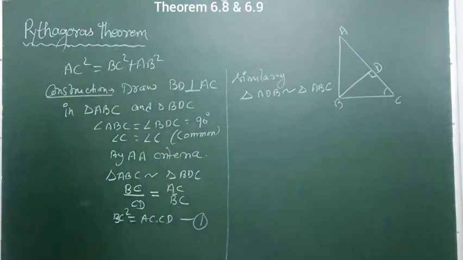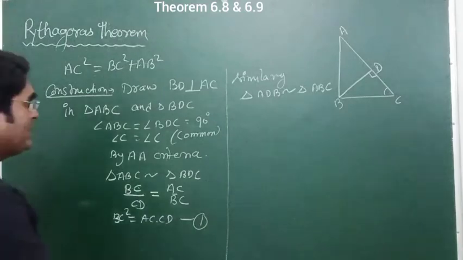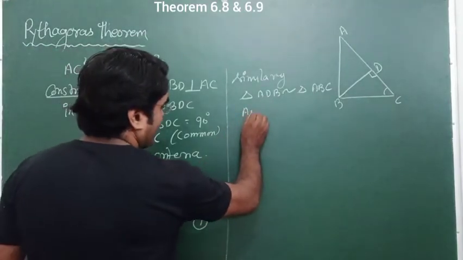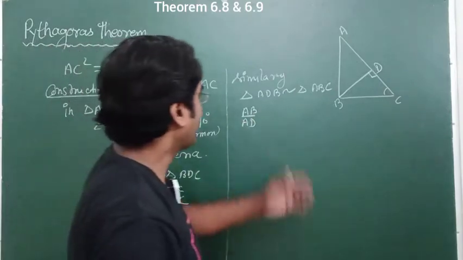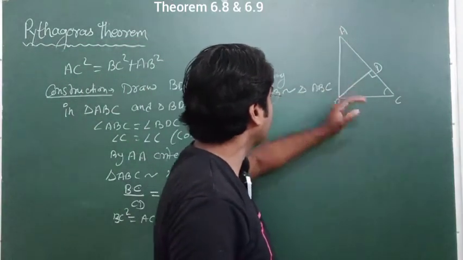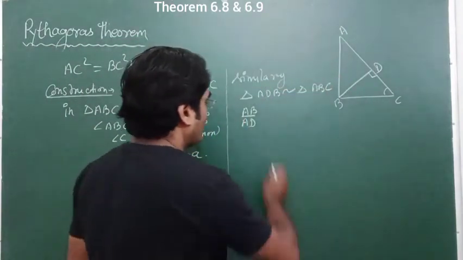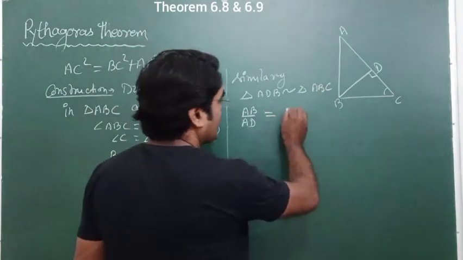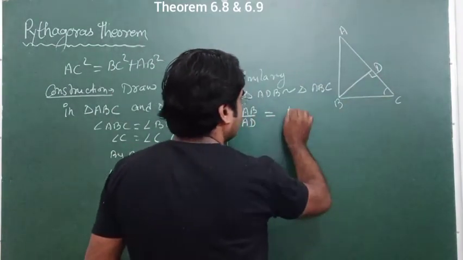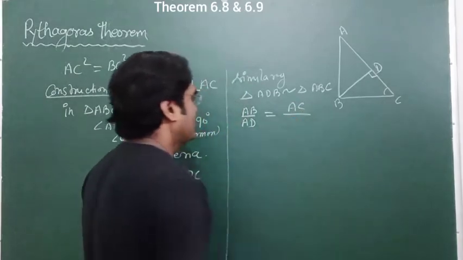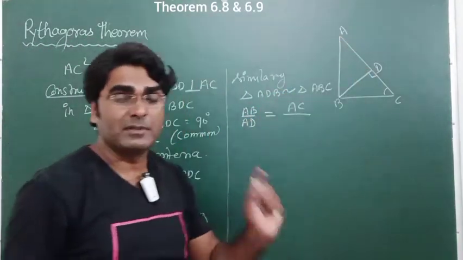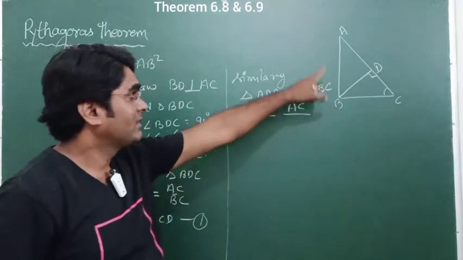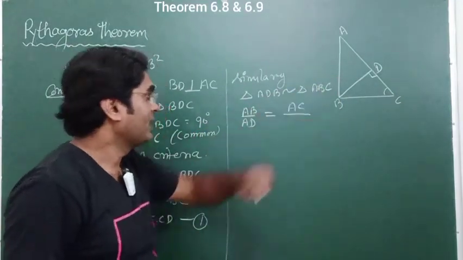In triangle ADB, you can say AB upon AD. What is AB? AB in triangle ADB is the hypotenuse. So in triangle ABC, you need to take the hypotenuse also. This is AC upon AD. What is AD? AD is a side of triangle ABD.